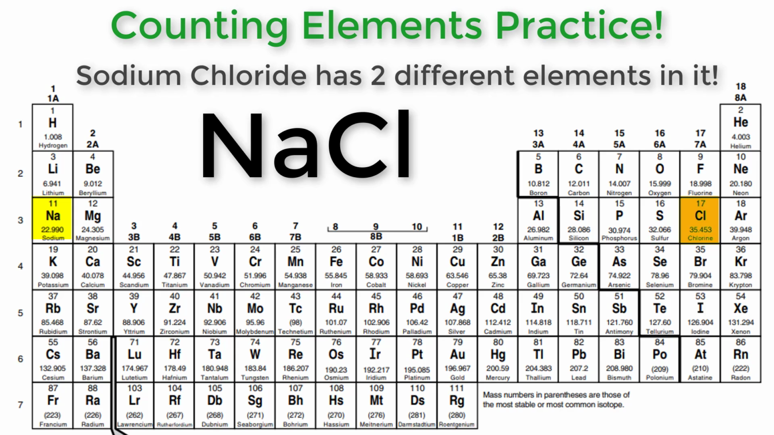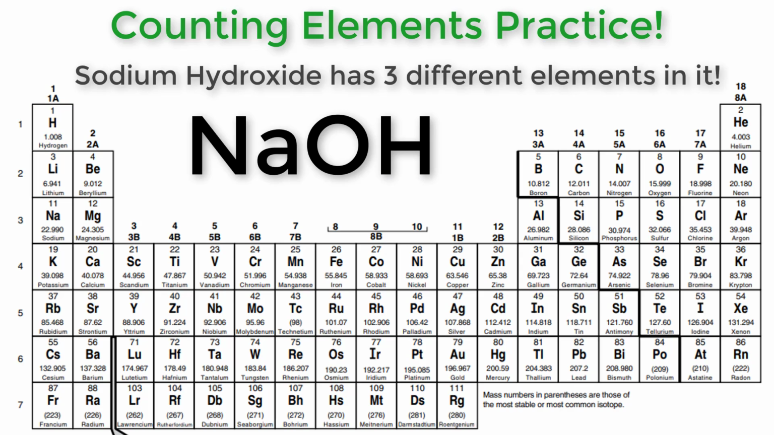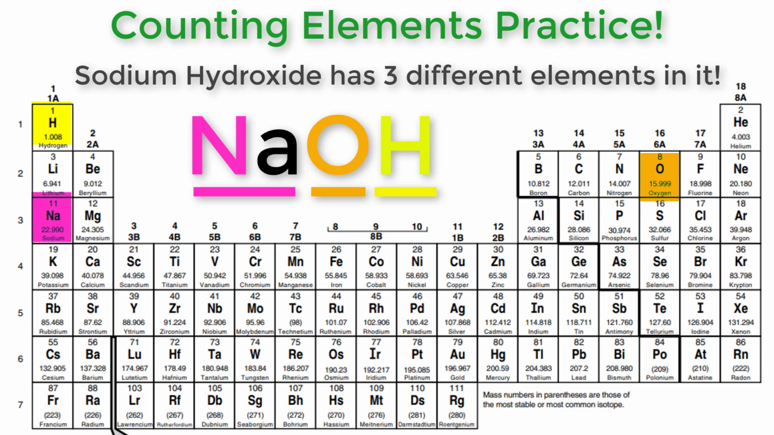NaCl, or sodium chloride, has 2 different elements in it, sodium and chlorine. Hydroxide has 2 elements in it too, 1 oxygen and 1 hydrogen. And sodium hydroxide has 3 elements in it, 1 sodium, 1 oxygen, and 1 hydrogen. Just count the capital letters.